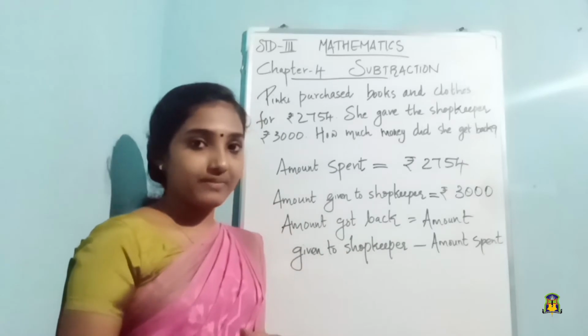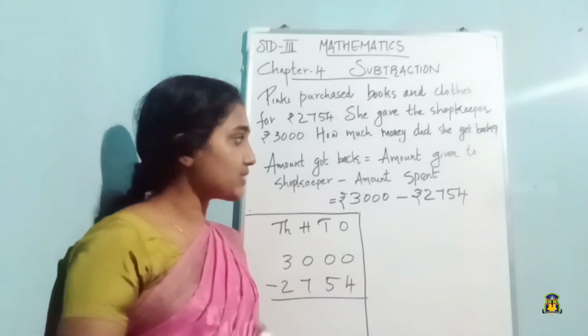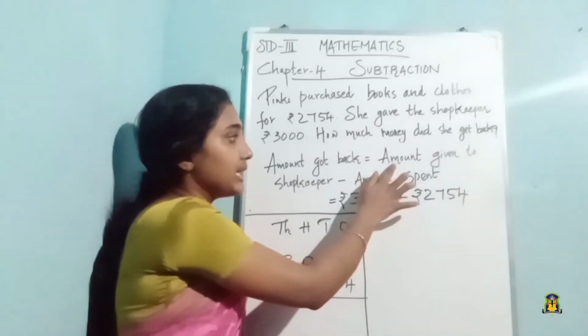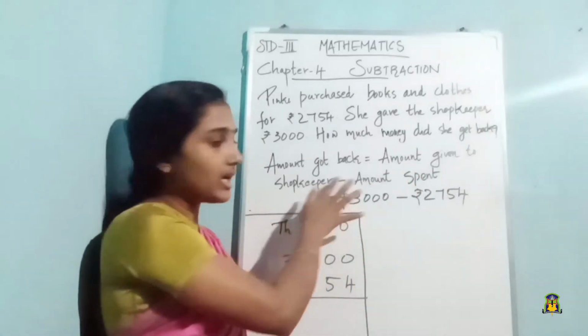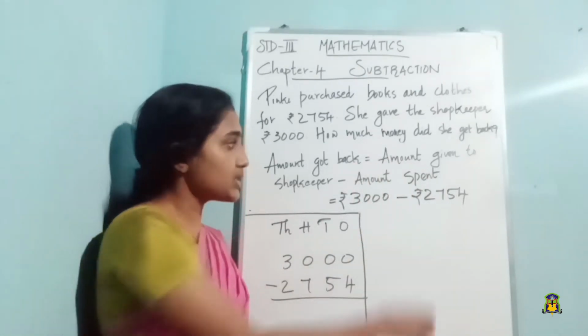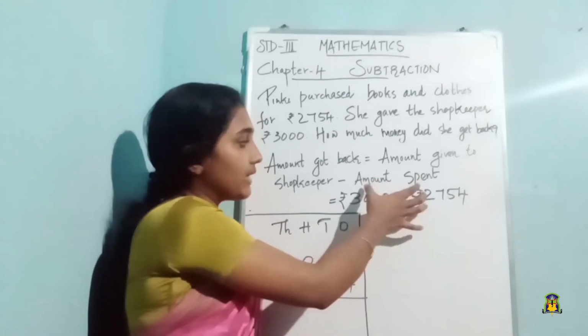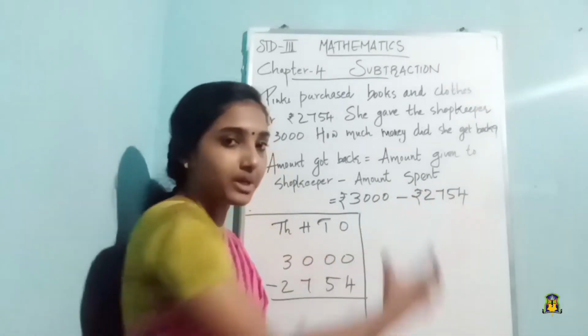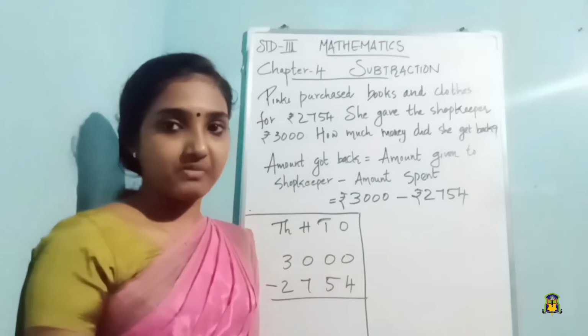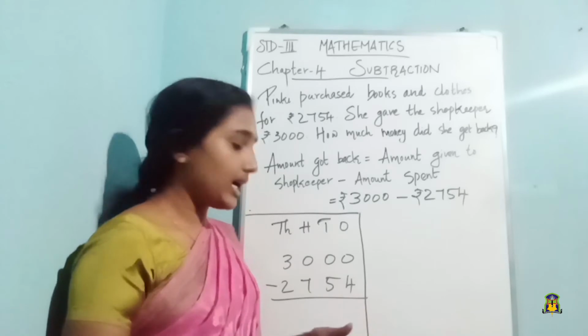Okay, so shall we find that? So to find the amount Pinky got back, what we have to do? We have to subtract the amount given to the shopkeeper and the amount she spent on clothes and books. Okay, so the amount given to the shopkeeper is rupees 3000 and the amount she spent is rupees 2754. Okay, so now we can subtract these two to get the answer.